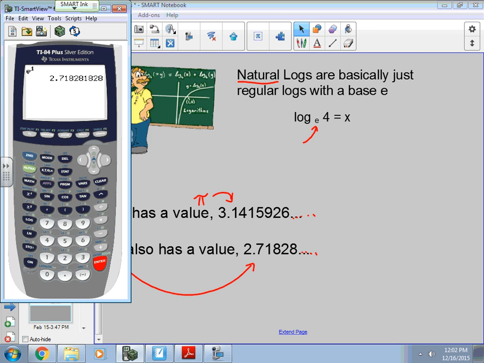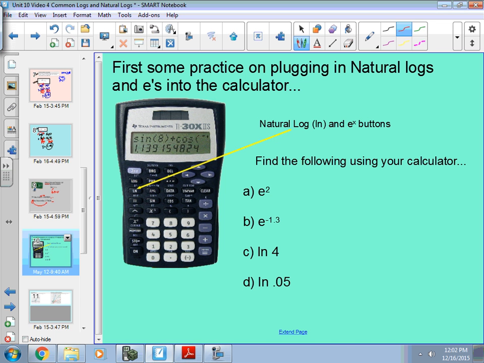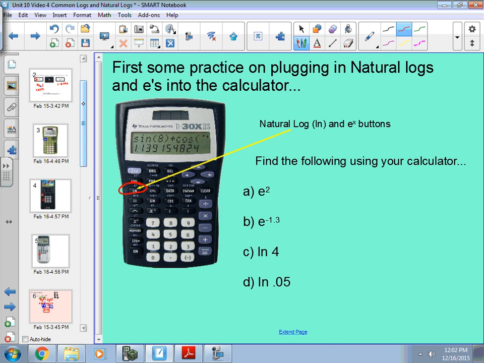Now, because natural log is another one that gets used very often in mathematics, it has its own notation, and it's ln. So whenever you see ln written, that is the natural log. And that one is on most calculators too. Okay, so natural log button on TI-30 is right there. On TI Inspire, it's also on there.